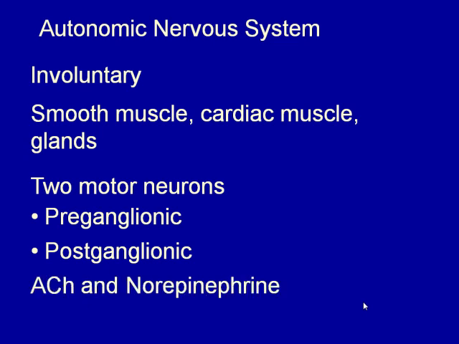In the somatic nervous system, acetylcholine is the only neurotransmitter that's used, but in the autonomic nervous system, acetylcholine and norepinephrine are both used as neurotransmitters. Now, norepinephrine is chemically related to adrenaline.